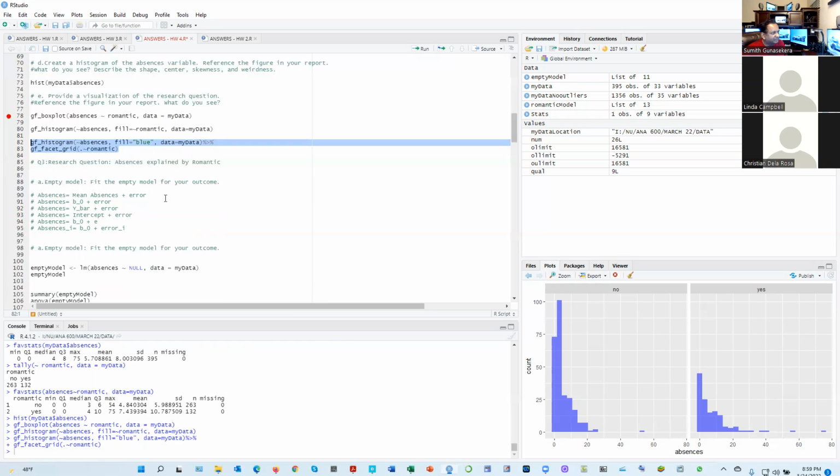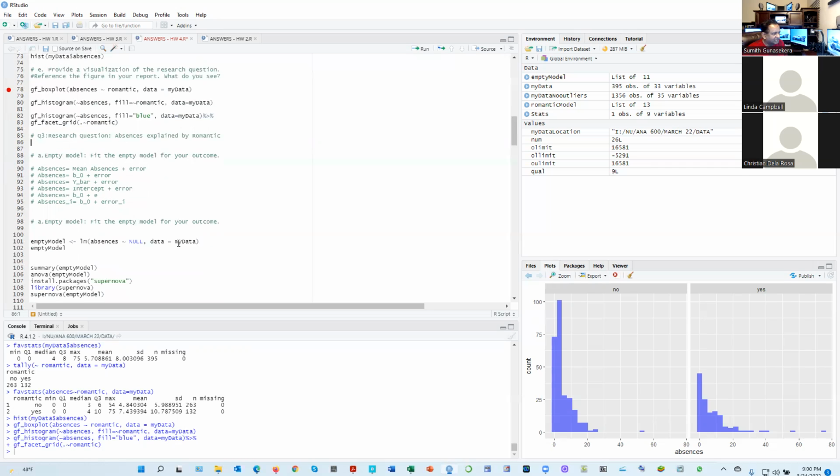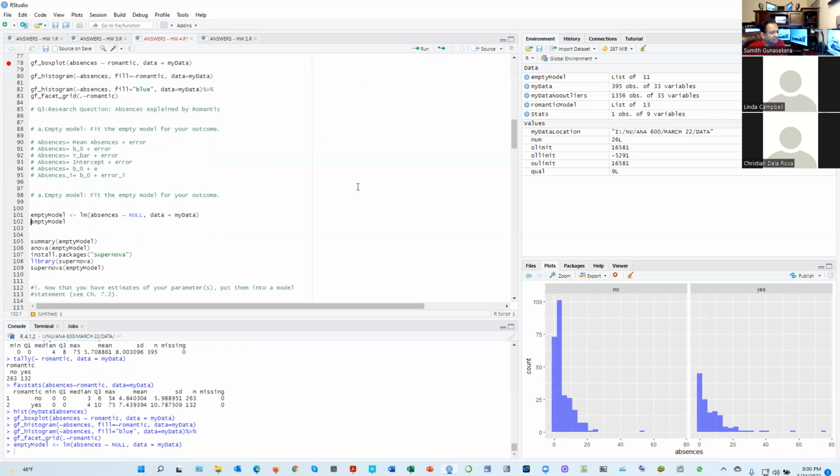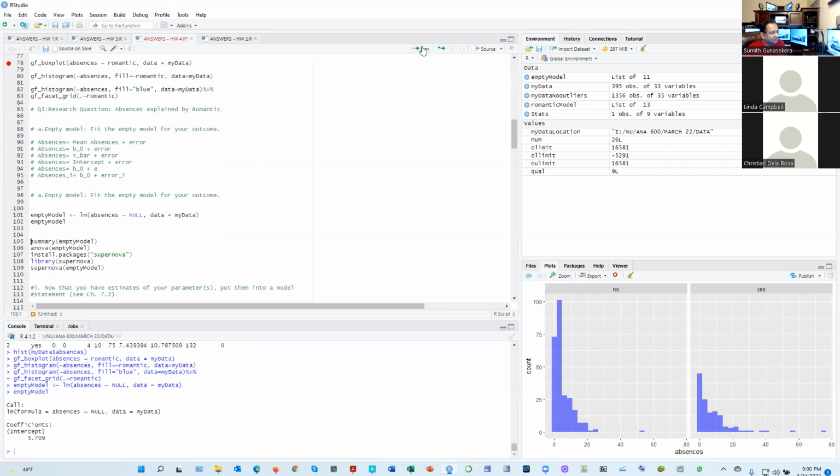Absences, mean absences for this one. Sorry, the empty model. We're going to go to the empty model. If you go to the empty model, you have mean absences plus error, or B naught plus error, or Y bar plus error, intercept plus error, B naught plus E, again E with i. We can check with the empty model. See, that's the B naught.